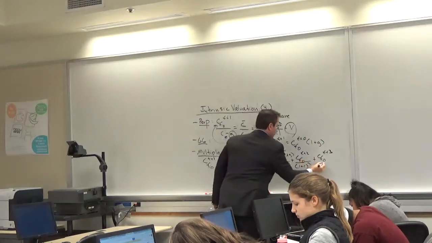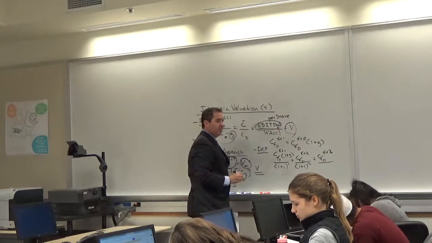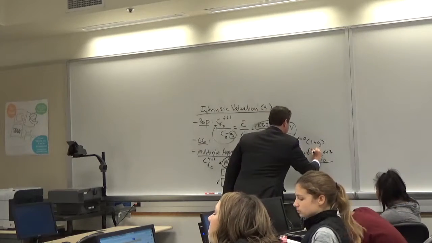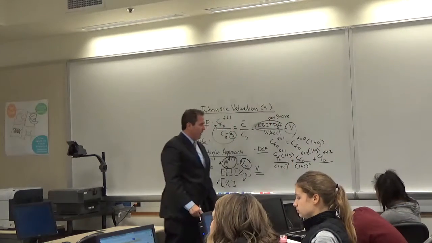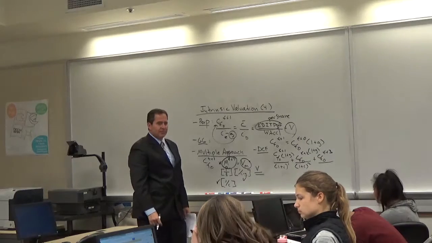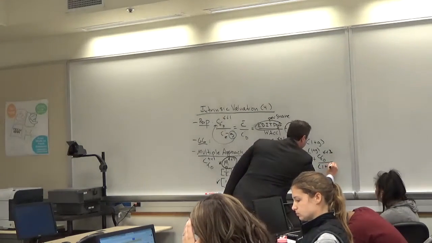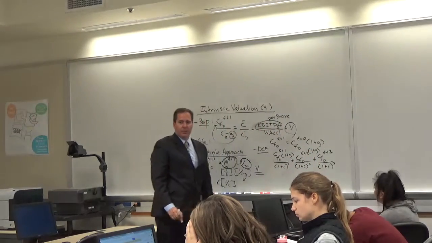And how do we get T plus three? Expected growth. The year before multiplied by the expected growth rate. Okay, great. Now what do we do? Over one plus I to the three. Okay, now what do we do?